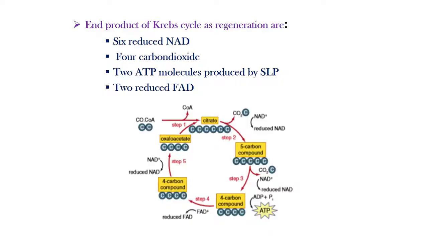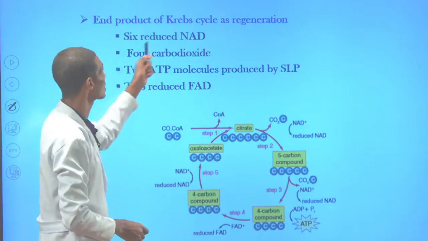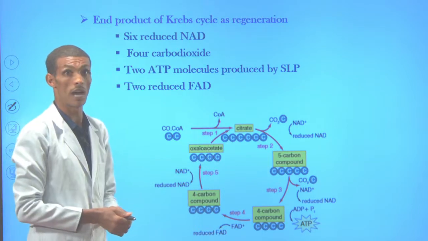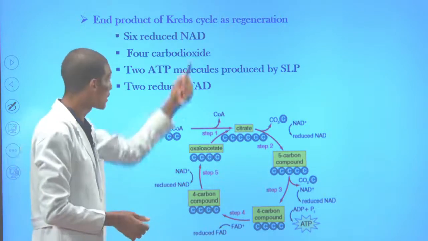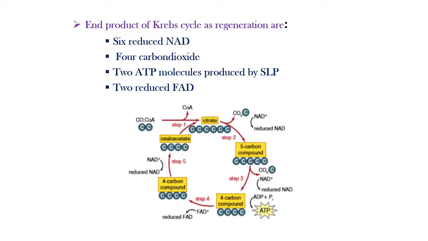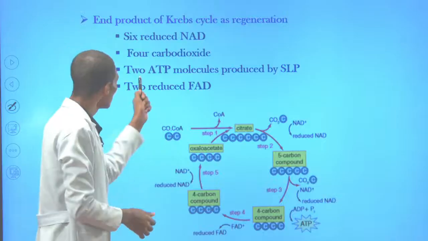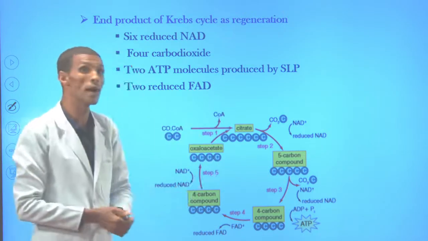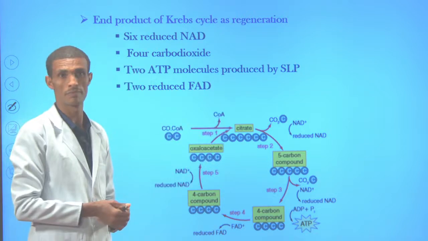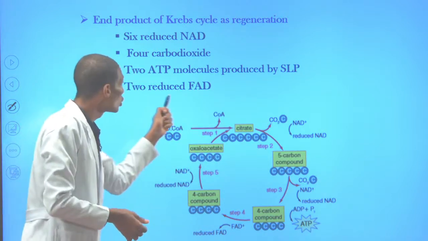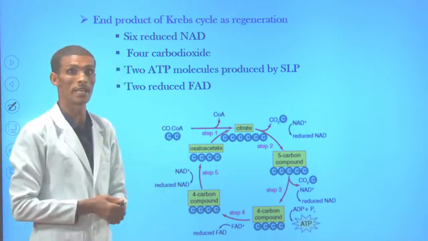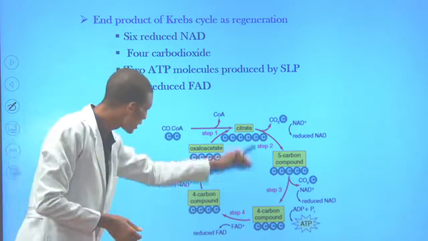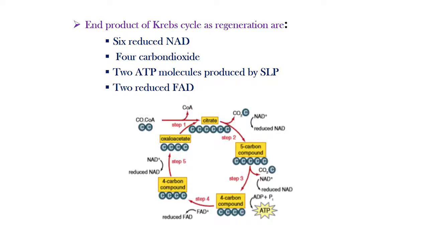Then after, the following products can be obtained after regeneration. Here there are 6 reduced NAD produced after regeneration from Krebs cycle, and again 4 carbon dioxide are decarboxylated too. And again there are 2 ATP molecules produced by substrate level phosphorylation. Additionally, 2 reduced FAD are produced here again. This is what the steps of Krebs cycle look like.